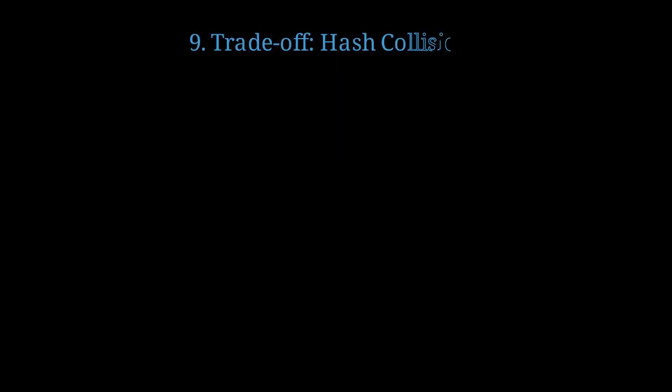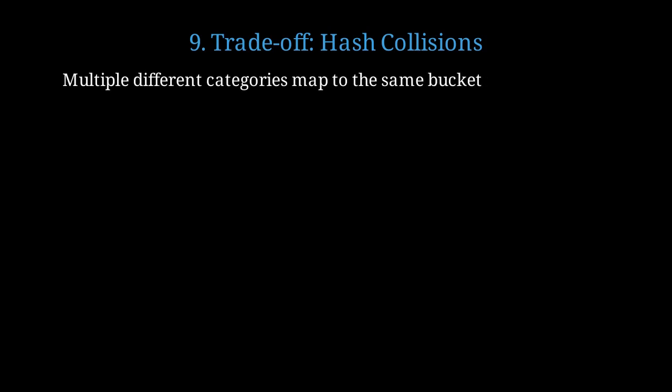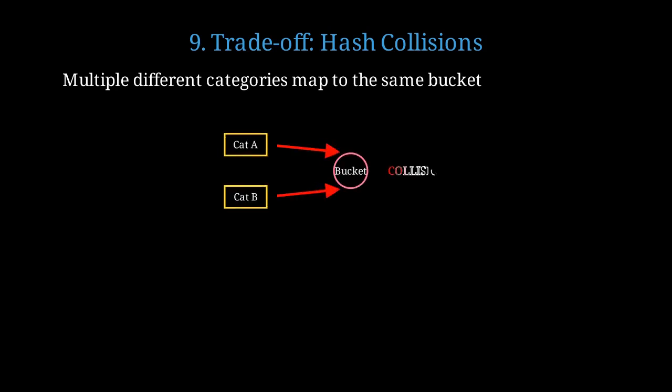The main trade-off with hashing is hash collisions, where different values map to the same bucket. Hash collisions occur when multiple different categorical values map to the same bucket, potentially causing them to be treated similarly. When 2 different categories map to the same bucket, it's called a collision. Both categories will share the same learned representation. You can reduce collision rates by increasing the number of hash buckets, balancing model size against collision frequency.